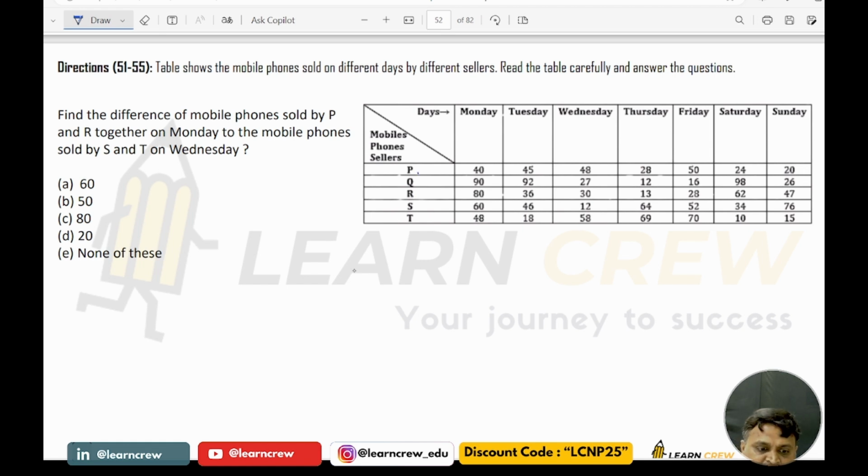40 plus 80, which is 120, minus S and T on Wednesday. S and T 12 plus 58, 70. 120 minus 70 is 50 is the answer.